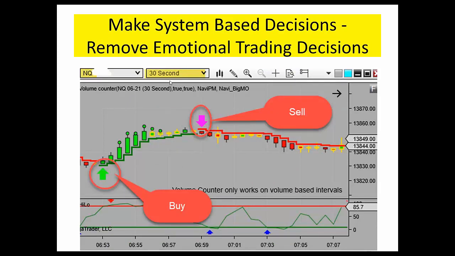Here's a 30-second chart. Some people ask, can I use time-based charts? The answer to that is yes, you can. Here's a 30-second chart. You can use minute charts. You can use whatever you want to.